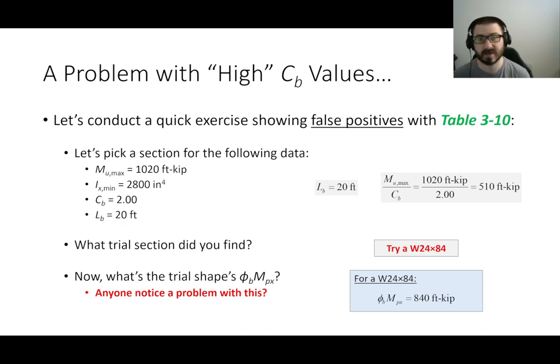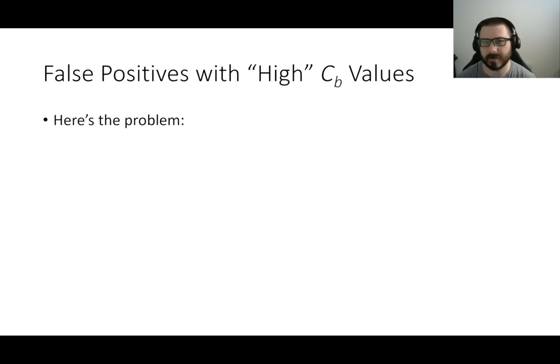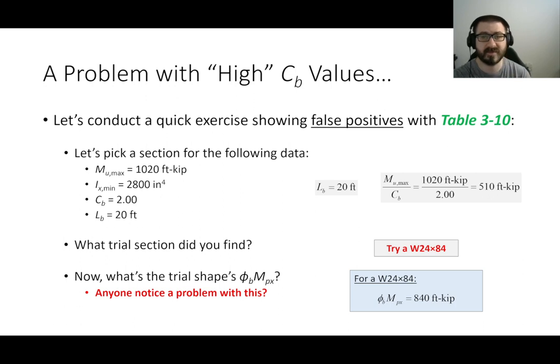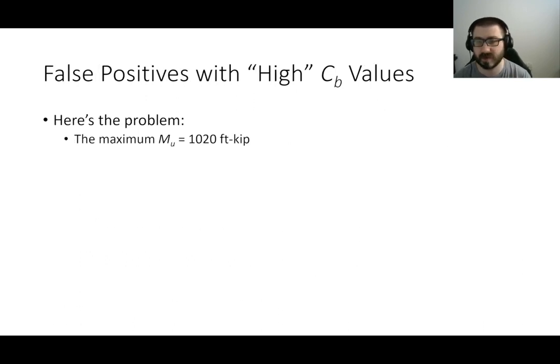Now, a final prompt for pausing: maybe you ought to pause the video right now and look at this slide and see, does anybody see a problem with what's going on in this slide? It is much more apparent if you look at all the data here on the slide. But in case it's not apparent, let me show you what's going on. Here's the problem with what we just did. The maximum moment on that beam was 1,020 foot kips, as we can see from the previous slide.